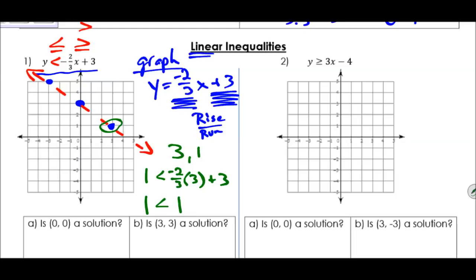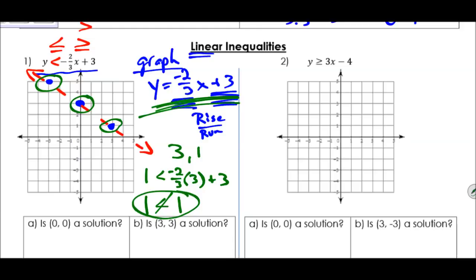That's not a true statement. 1 is not less than 1. That is not true. So we don't actually want to make a solid line there because these actually are not solutions to that inequality. They just happen to be the border of the inequality because it's represented by that equation. We don't complete the line because points on the line actually are not solutions to that. They make this inequality not true.